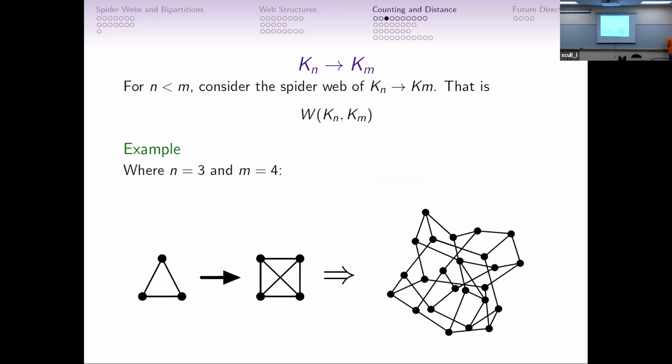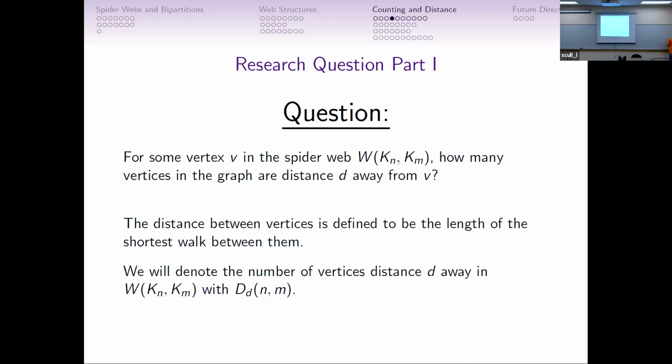And so for the spider web, you'll recall that each vertex is a map from K_3 into K_4, and each edge represents a spider move between those maps. So the question I set out to answer is, if we pick a vertex in one of these spider webs, how many vertices are distance 3 away from it? Distance 4? Distance d in general? And by distance, what I mean is the length of the shortest walk. You'll recall walks from when Cinnamon was talking. So just the length of the shortest walk is what I mean by distance.